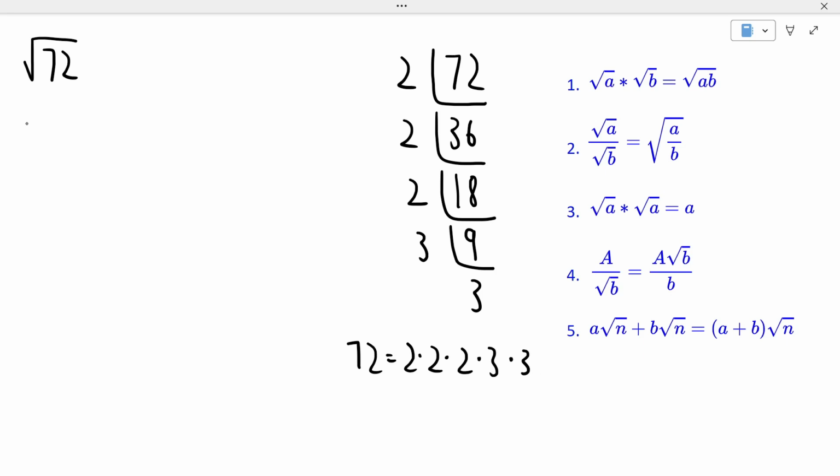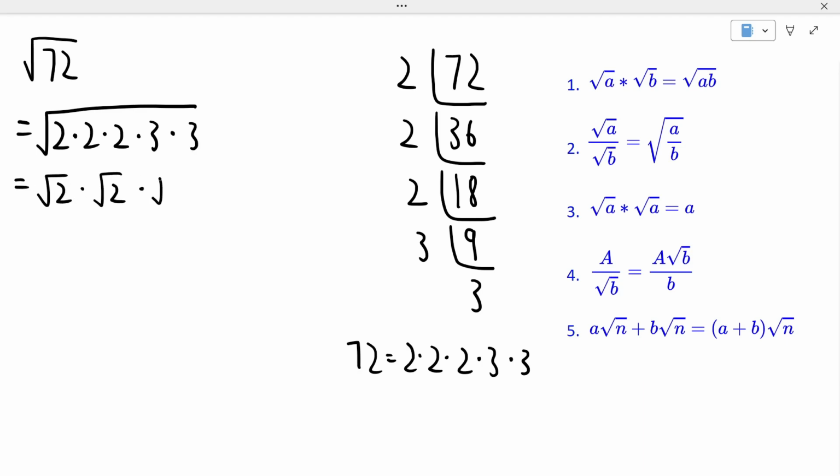So the square root of 72 can be rewritten as the square root of 2 times 2 times 2 times 3 times 3. And this equals the square root of 2 times the square root of 2 times the square root of 2 times the square root of 3 times the square root of 3. So the square root of 2 times the square root of 2 is equal to 2. So the first two square root of 2 terms can be simplified as 2, while the third square root of 2 term stays the same. Square root of 3 times square root of 3 is equal to 3, so we can simplify that as 3 in our new expression.